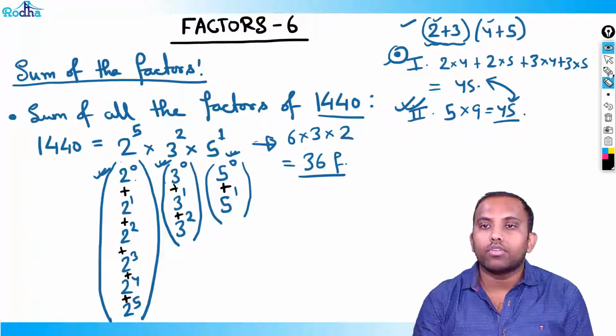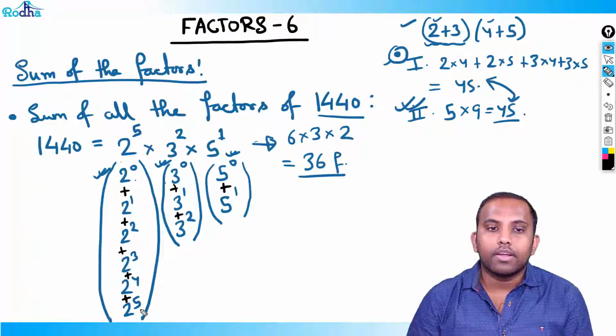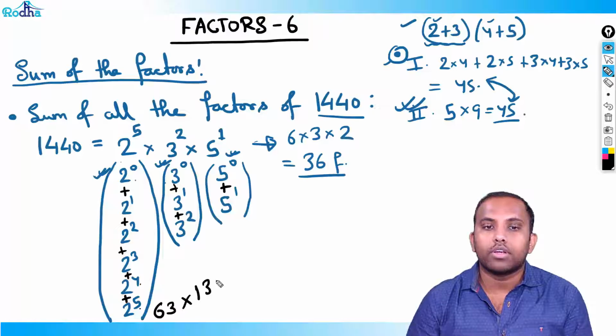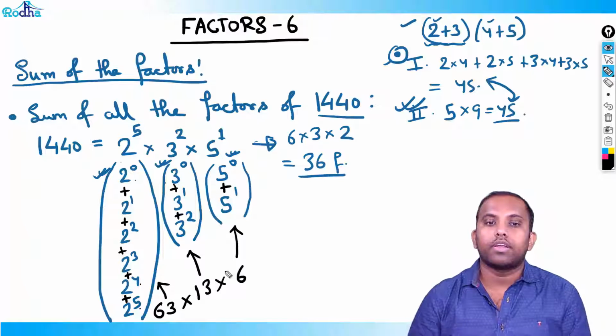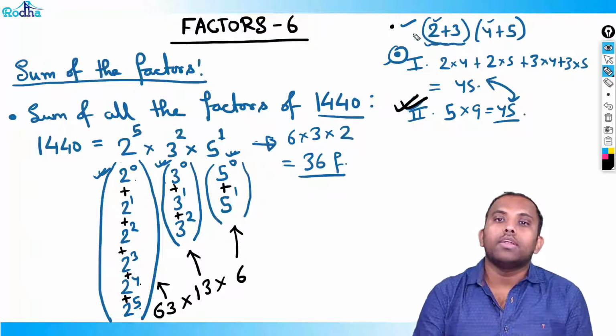So what is the result of this first bracket? The result is to simply add like this: 32 plus 16 plus 8 plus 4 plus 2 plus 1. So the result here is 63 into, what is the result here? 9 plus 3 plus 1, which is 13. 63 into 13 into what? Into 6. 6 is for this, 13 is for this, 63 is for this. This is the second method of doing this: just add inside the bracket only and then multiply.